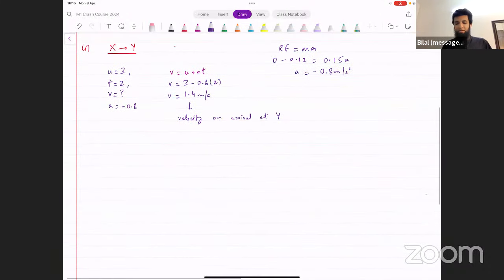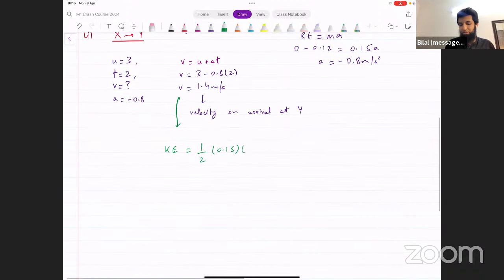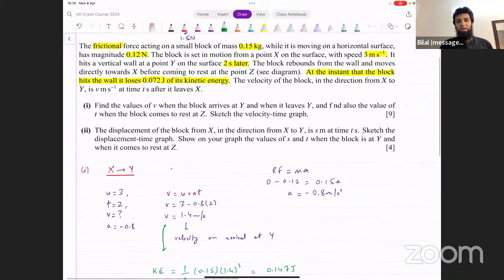We can find the kinetic energy of arrival. So corresponding to this velocity, what's the kinetic energy? Half mv squared, half into 0.15 into v squared, that's 1.4 squared. Let's see what the kinetic energy was when the block arrived at y. 0.15 divided by 2 into 1.4 squared, and that is giving me 0.147 joules. This is the kinetic energy when it arrives at y. It loses 0.072 of its energy.